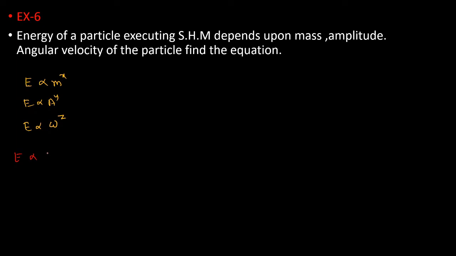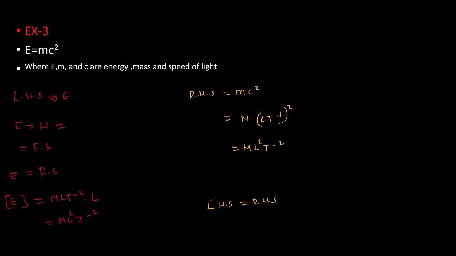E can be written as m to the power x, a to the power y, and omega to the power z. So E we can write with a constant, k, m to the power x, a to the power y, and omega to the power z. Clear? Now I will put the dimension of energy. Guys, do you remember the dimension of energy?